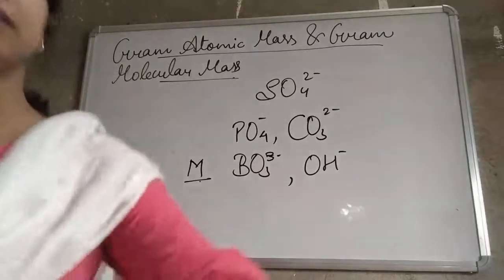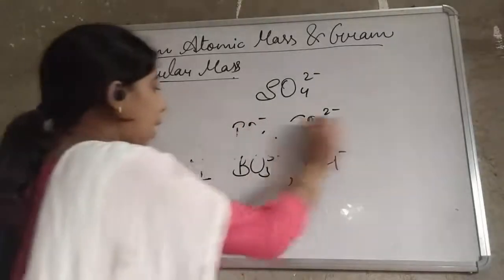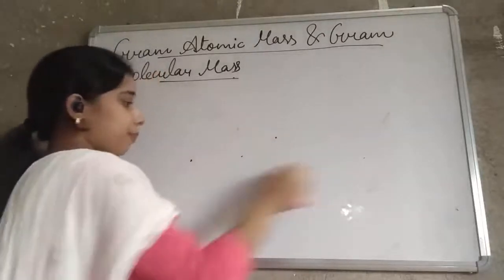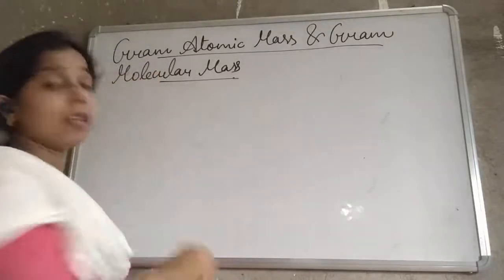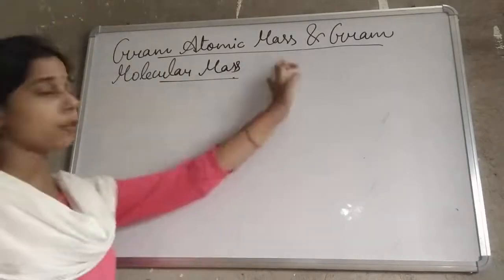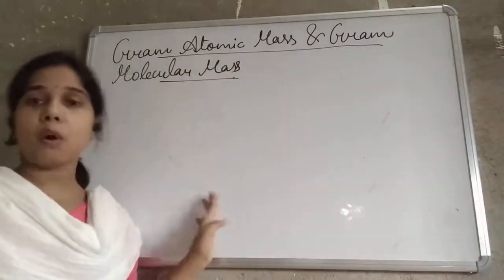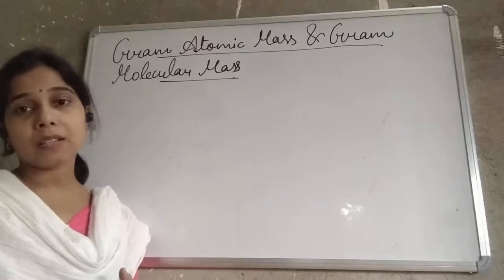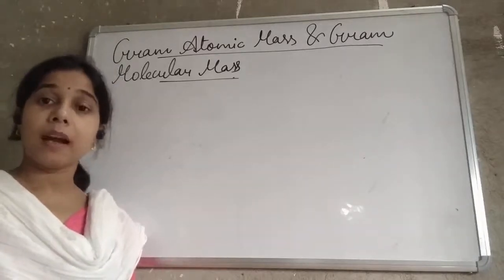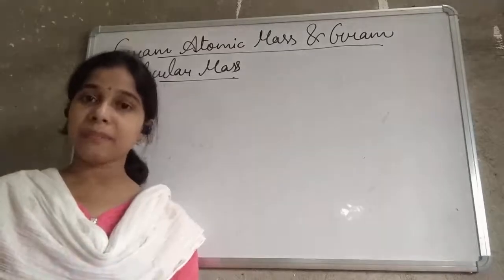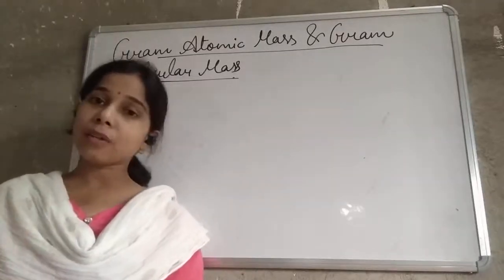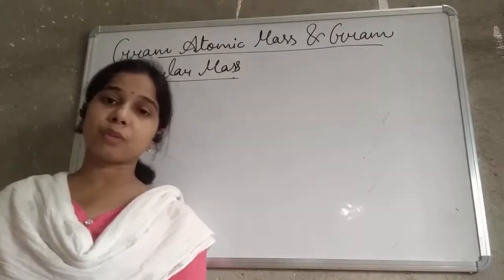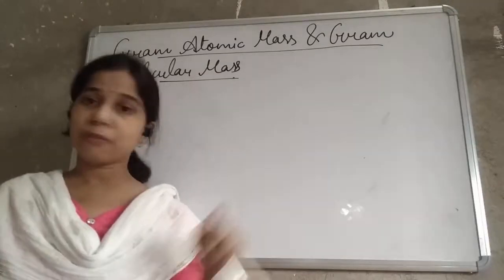Now we will see another term, student, and that is gram atomic mass and gram molecular mass. Gram atomic mass, student. First of all we should understand what atomic mass was. The atomic mass of any element tells how many times an atom of the element is heavier than 12 gram or 12 unit of the carbon isotope. That was the atomic mass.